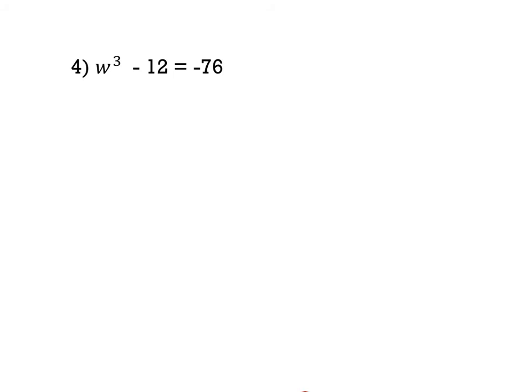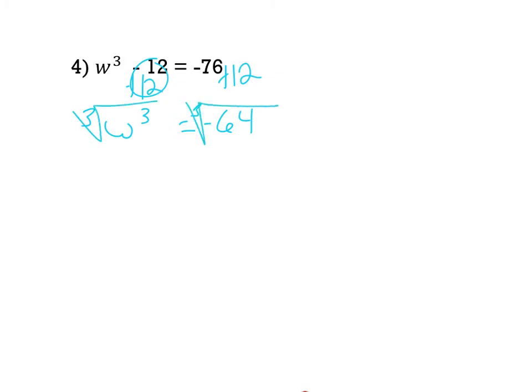Number 4. w cubed minus 12 equals negative 64 minus... w cubed minus 12 equals negative 76. So I'm going to add 12 to both sides. Okay, so negative 12 plus 12 gives me 0. Negative 76 plus 12 gives me negative 64. So w cubed equals negative 64. We'll take the cube root of both sides. The cube root of w cubed equals w, and the cube root of negative 64 equals negative 4.